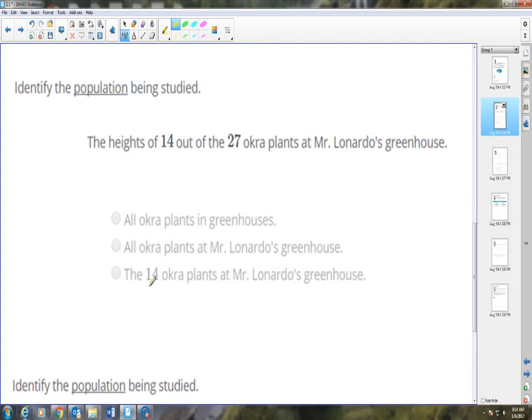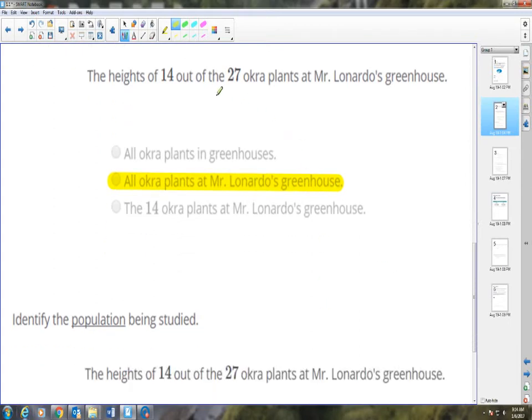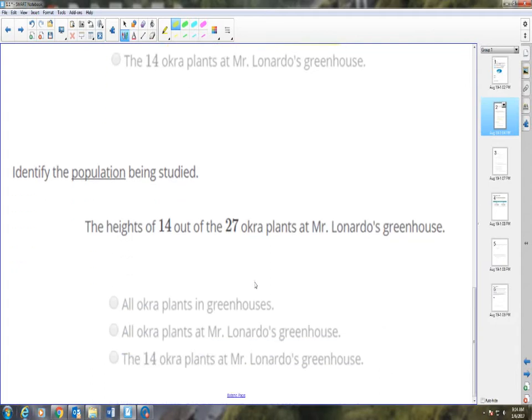Well, we know the 14 okra is the sample. All the okra in the greenhouse, that's not really correct. In whose greenhouse? So it has got to be all the okra plants in Mr. Leonardo's greenhouse. That has got to be the population. So that tells you that 27 may not be the population, like I mentioned earlier. That could just be a type of okra plant. So we're going to talk about all the okra plants. That will be the population. Oh, sorry, this is a duplicated problem.